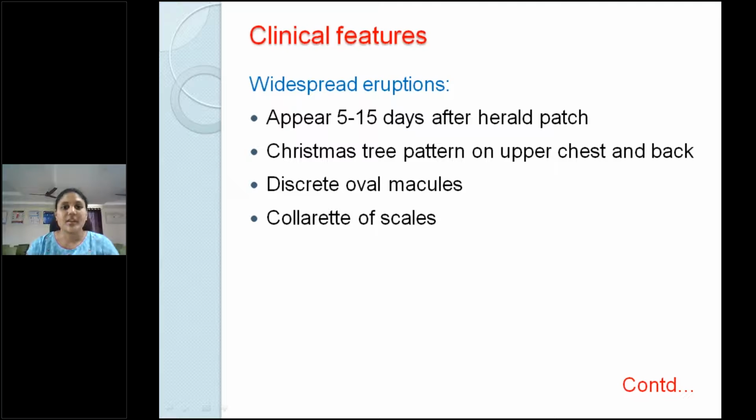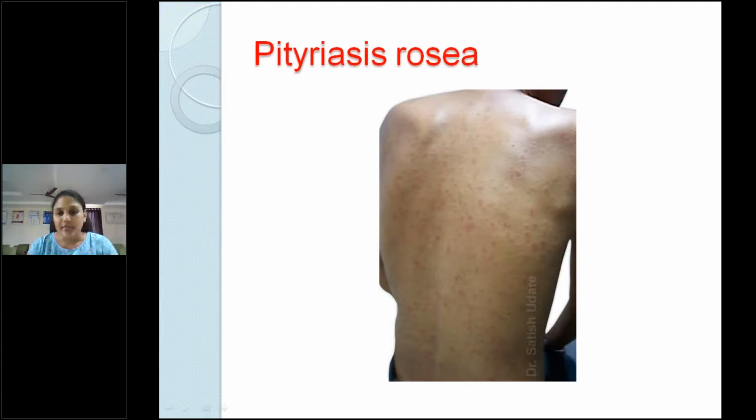It appears first. Here you will see widespread eruptions will occur in a Christmas tree pattern on the upper chest and back. Here discrete oval macules will be present, and there is a typical scale called collarette scaling. What does collarette scale mean? The center will be detached, the periphery will be attached. That is the type of scale.